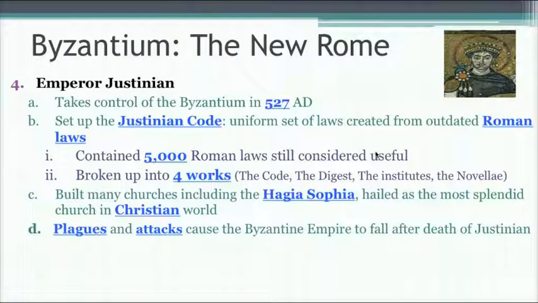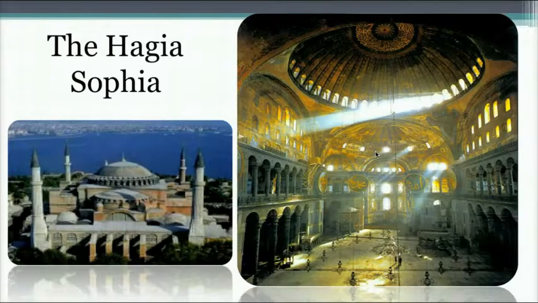Now, the Eastern Empire here was still prone to some small attacks. Plague hit this area. So plagues and attacks caused the Byzantine Empire to fall after the death of Justinian. And some people disagree on when exactly this happened. Some people say the empire didn't fall until those Ottoman Turks took over. But regardless, it did have sort of its bumps in the road a little bit after Justinian's death.